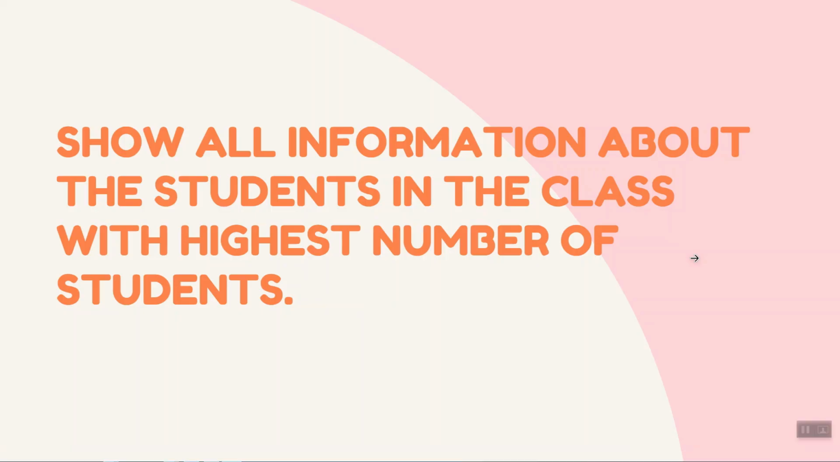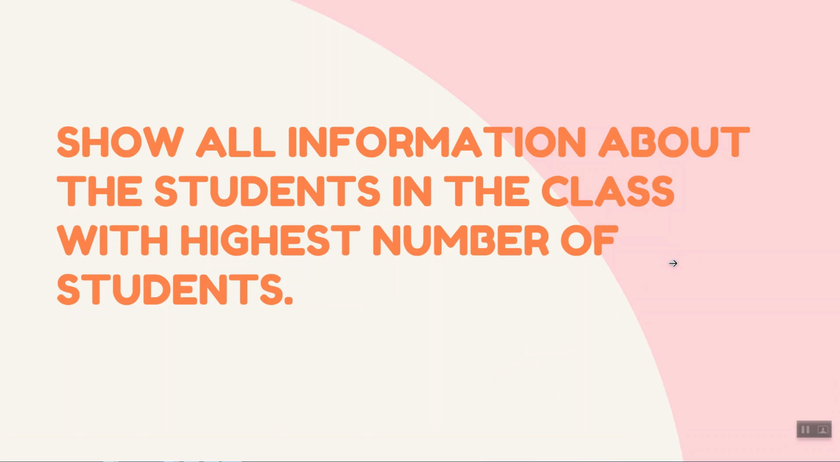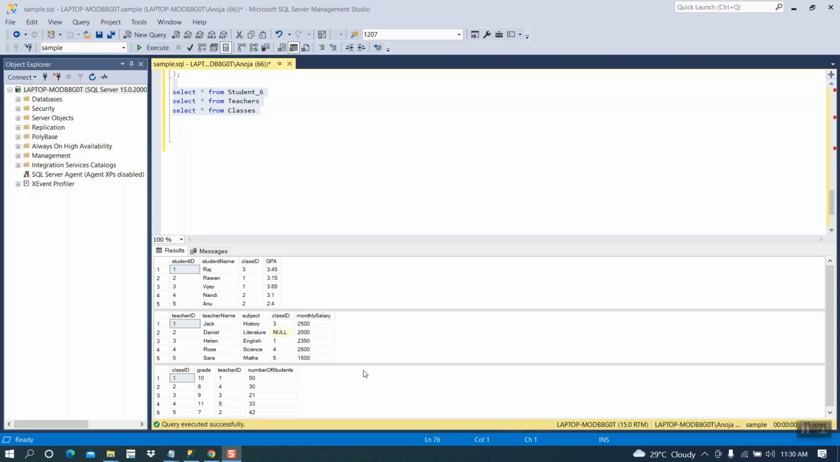Let's say we want to show all the information about the students in the class with the highest number of students. To answer this question, first we have to find out the class with maximum number of students, and then we have to find out the details of the students in that class. Let's write the query for that. These are my three tables. I'm going to select details of all the students. Select all from students table.